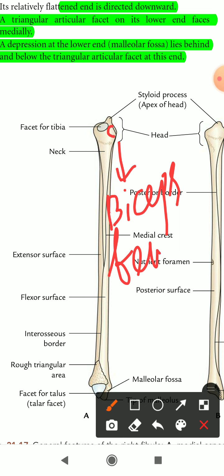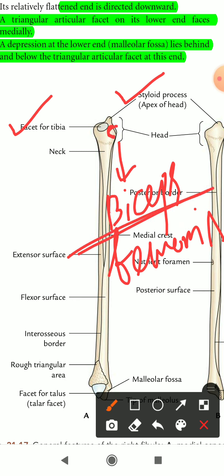So in the upper end there are three features. Number one, there is a facet for the tibia for the formation of the superior tibiofibular joint. There is a bony projection known as the styloid process for the attachment of the fibular collateral ligament. And number three, in front of the styloid process there is a C-shaped sloping surface for the insertion of the biceps femoris muscle.